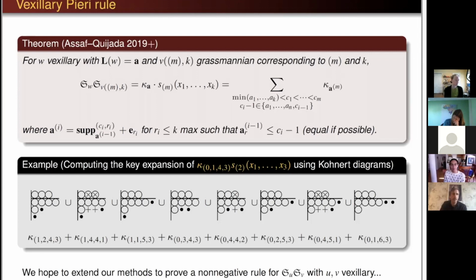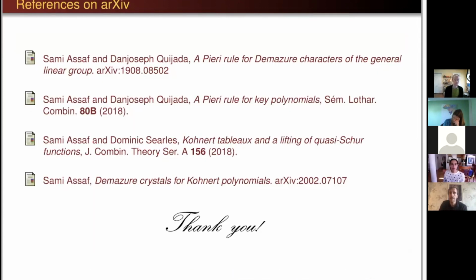So I will leave you with these references. We have a paper that appeared in FPSAC in 2018 where we conjectured our rule. We have a preprint out on the arXiv where we prove our Pieri rule, and we say it in a slightly nicer way. And then I'd like to advertise as well my paper with Dominic Searles, which lays a lot of the combinatorial foundation, where we studied the co-inert tableau. And if you want to know more about rectification, I study that in a more recent preprint.